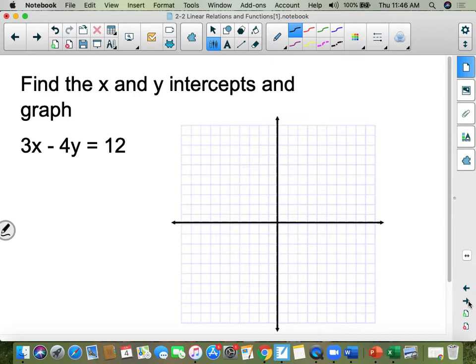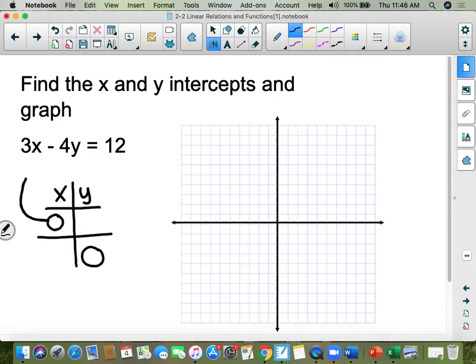So when you get to these problems, I want you to make an X and a Y chart. I know you guys can make an X and a Y chart. And I want X to be 0 for 1 point. And I want Y to be 0 in the second point. Now all I'm going to do is replace my X with the 0. And that's going to cancel all of this out.